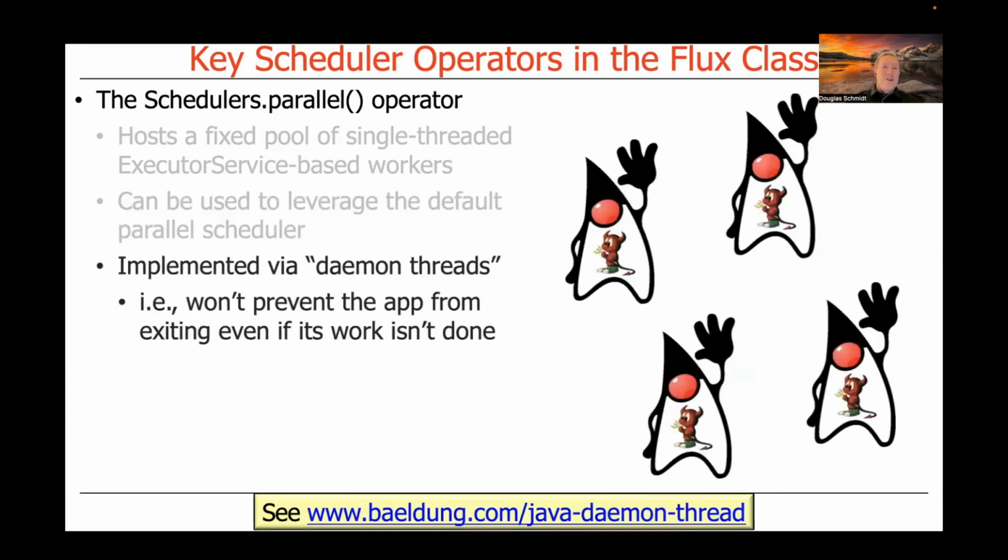Internally, the parallel operator is implemented using so-called daemon threads, and that means the app won't be prevented from exiting even if its work isn't done when the main thread of control goes away. So remember, when there are no more so-called user threads, then all the daemon threads will automatically be shut down.